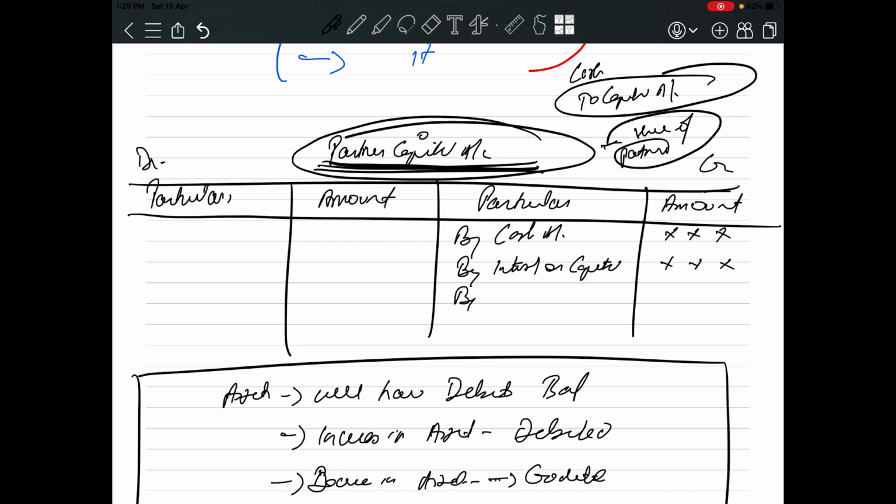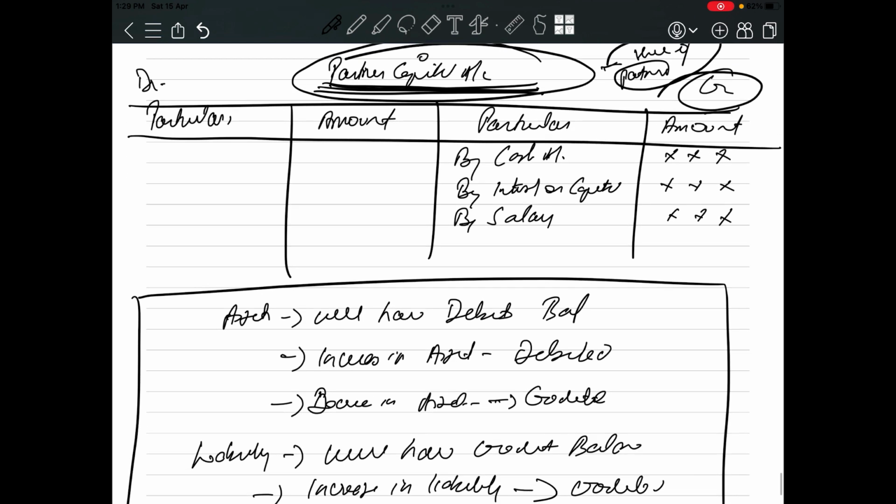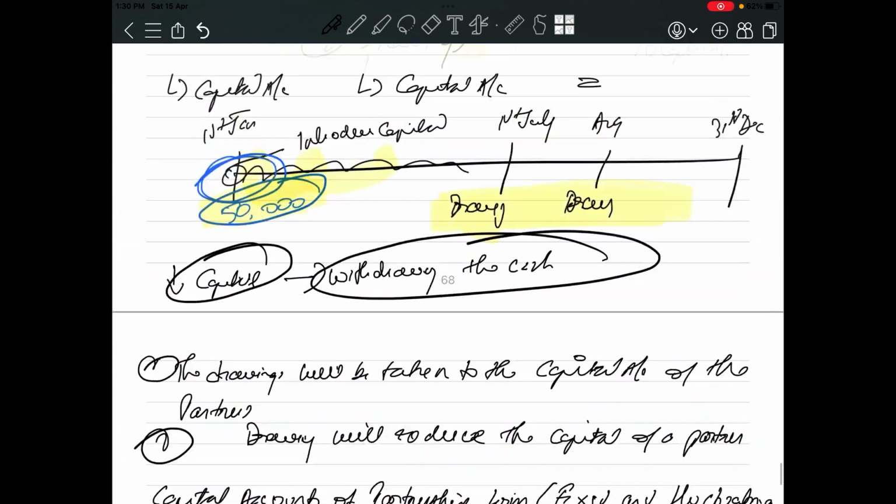Likewise, when a partner gets salary, it is a gain for the partner but a loss for the partnership firm. If it is a gain for the partner, the partner's capital account will be increased. Liability account will always have a credit balance, so increase in liability will be credited. Salary is a kind of liability for the partnership firm, because they have to pay this to the partner. Simple.